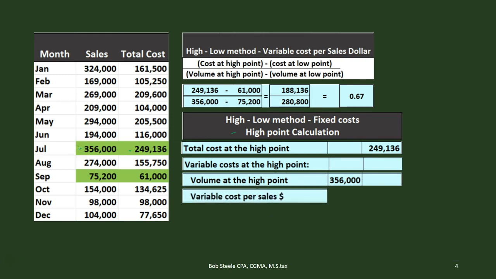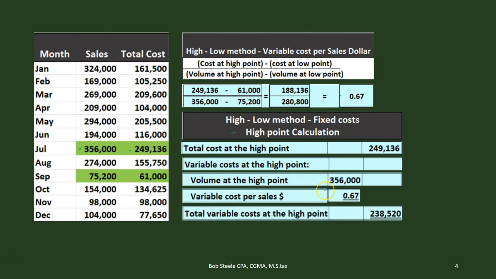We multiply that times the variable cost per sales dollar. That's our calculation up here. The variable cost per sales dollar gives us that 0.67, and if we multiply this 356,000 times the 0.67, we come up with 238,520. That's the variable portion of this total cost.